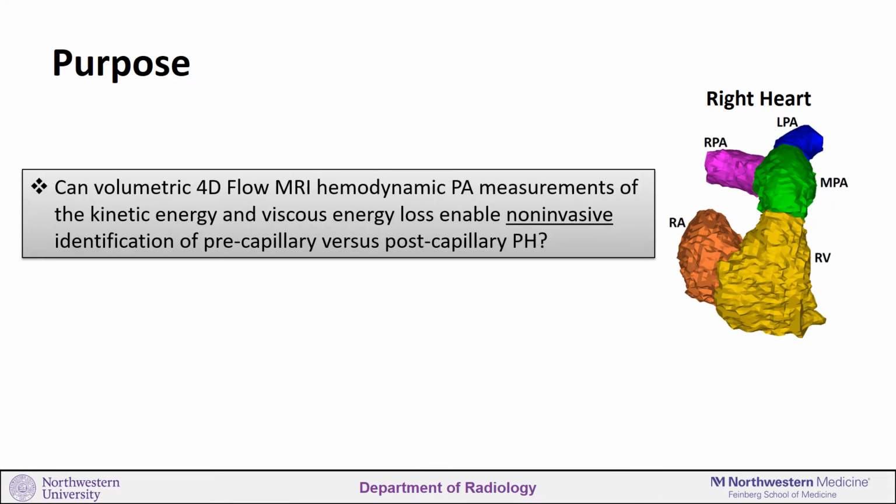Therefore, the purpose of this study was to assess whether 4D flow MRI hemodynamics of the pulmonary artery, particularly kinetic energy and viscous energy loss, can enable us to non-invasively classify pulmonary hypertension patients into pre-capillary versus post-capillary.